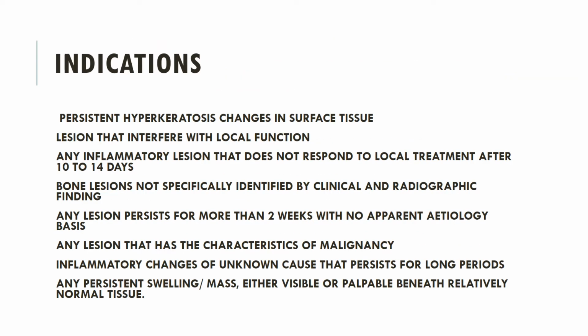So first is if there are persistent hyperkeratosis changes in the surface tissue. Hyperkeratosis is nothing but a microscopic layer of thickened parakeratin. So if your parakeratin layer is thickened and it is persistent for a longer time, in that case you need to do the biopsy. The next is the lesion that interferes with the local function. So if the local function like mastication is affected or you are unable to open the mouth, the lesion is interfering with the local function. In that case, you need to do the biopsy.